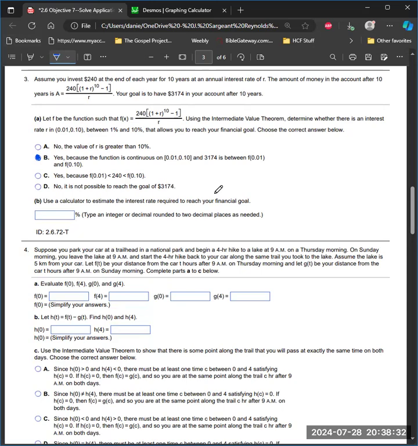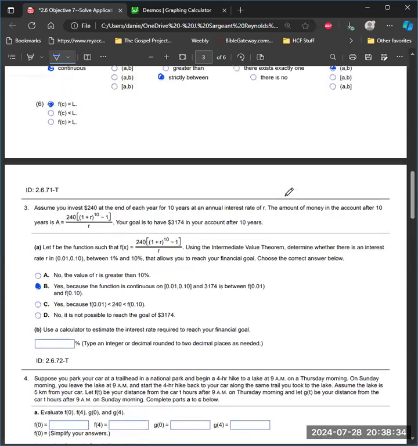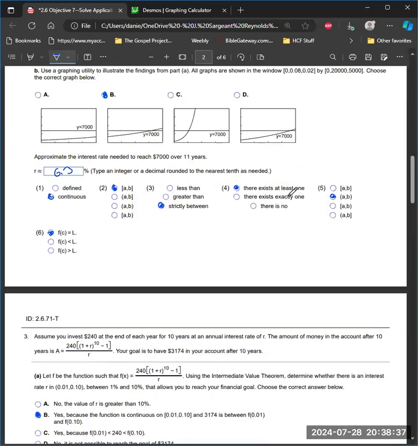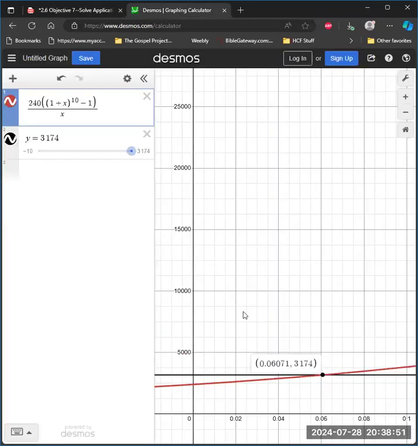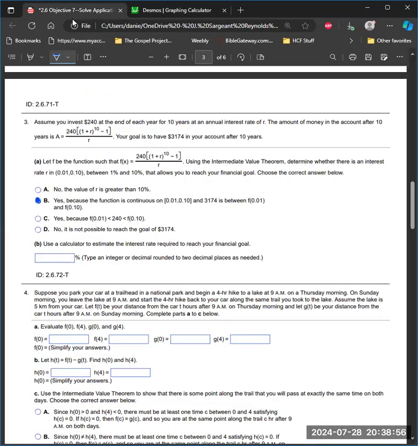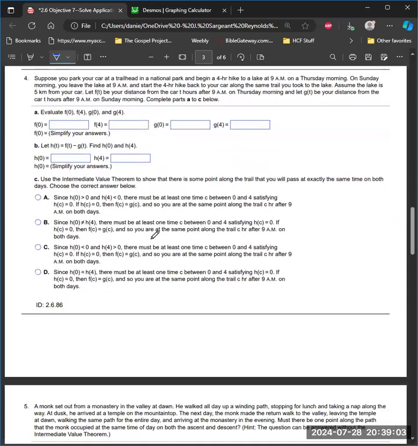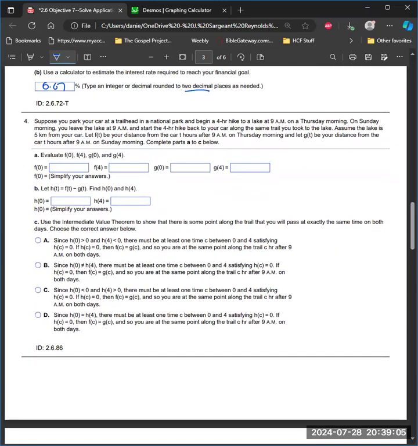Now use the calculator to say what that value is, and it is 6.07%. When we go to the 2 decimal places there this time. So watch out for where they tell you to round.